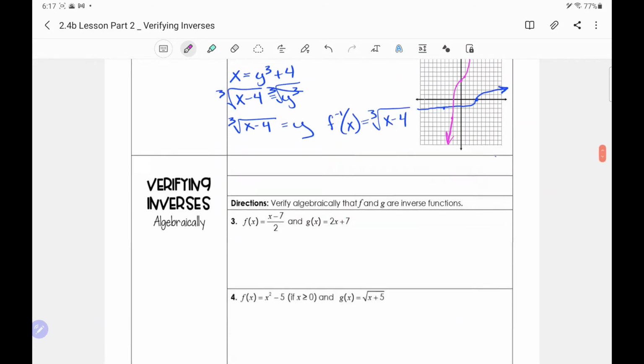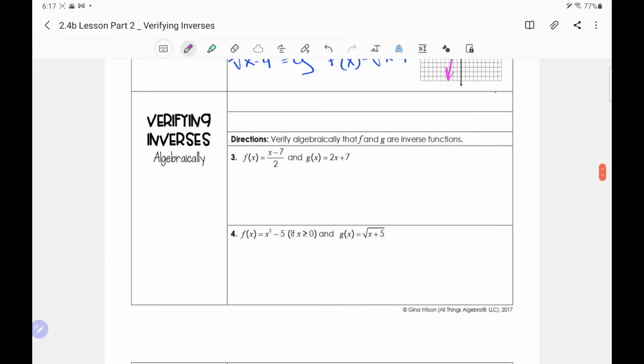Let's go to the next part, verifying inverses algebraically. Let's see what we need to do for that. Okay, here we go. 2 functions, f and g, are inverses if f of g of x equals x and g of f of x equals x. Notice it's basically the two ways that the functions can be a composition. They both have to be able to simplify to x.